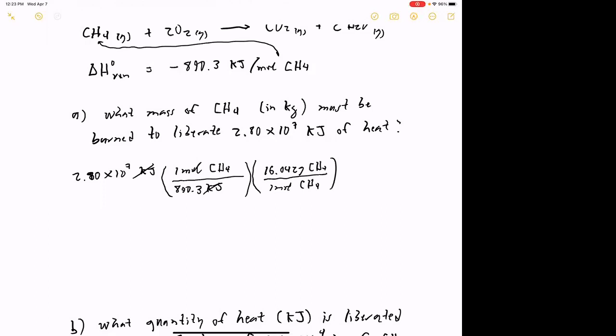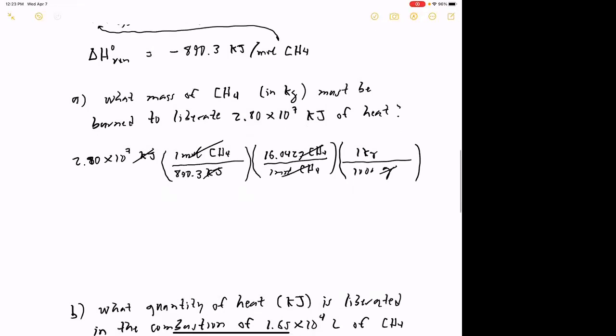And I wanted kilograms, right? So now we can just convert grams to kilograms. For every 1 kilogram of methane, I've got 1,000 grams of it. Let's make sure everything cancels as it should: moles of CH4, moles of CH4, grams with grams. We're left with kilograms. Looks like we need 3 sig figs out of this. When I work this out, the calculator tells me 504.52 kilograms of CH4 has to be burned to generate that amount of heat. To 3 sig figs would be 504.